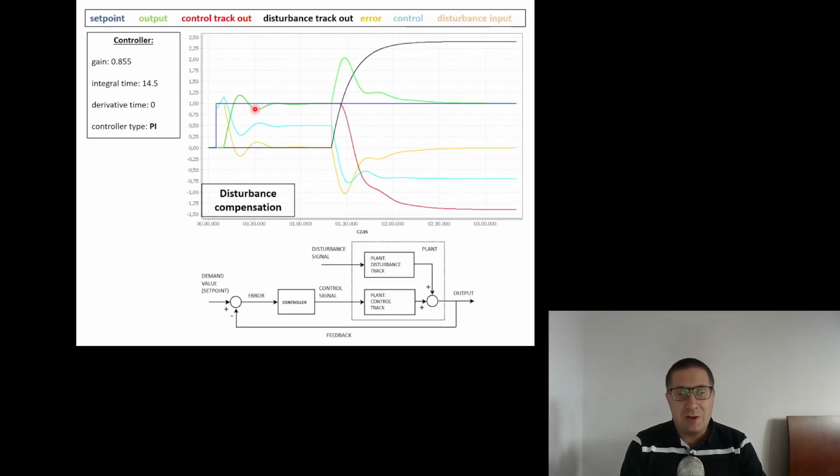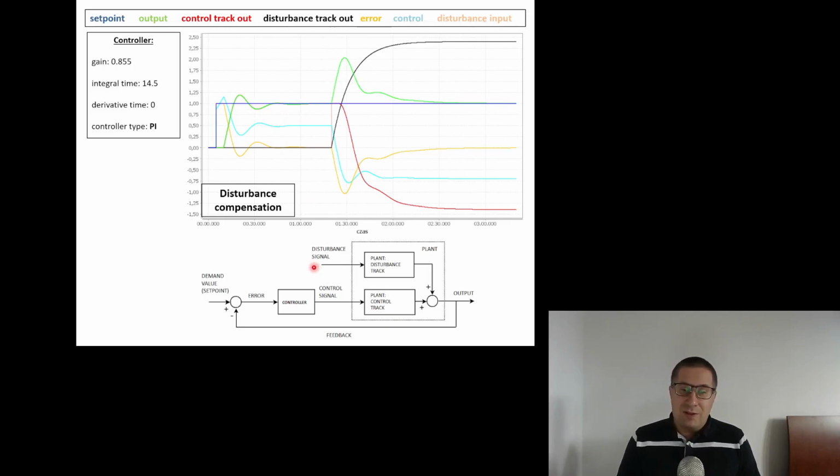Right now we were talking only about set point changes. But as you remember, we are using this closed loop system mainly to compensate disturbances. Of course, we have to react to set point changes, but also the control loop has to react to disturbance changes.